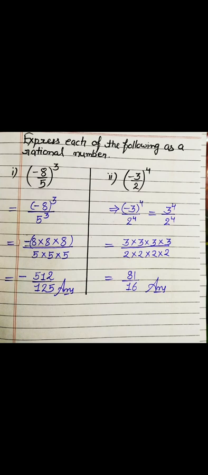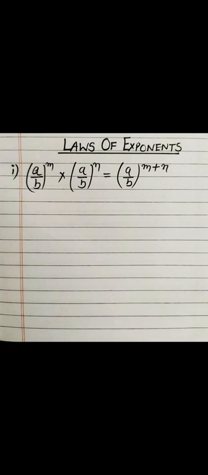Now let's start laws of exponents. We will learn a few important laws of exponents. The first one is, if we are having such kind of numbers in multiplication whose bases are same, then the powers add. As we are saying, a upon b to the whole power m into a upon b to the whole power n, as they are having same base, then their powers will be added. We will get a upon b to the whole power m plus n.